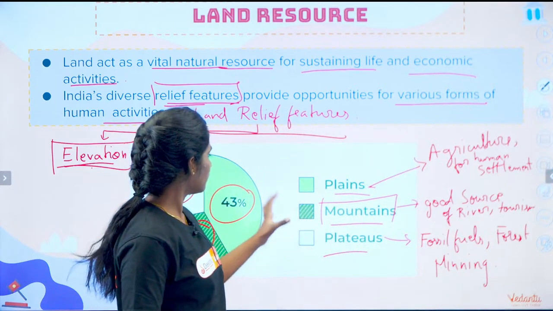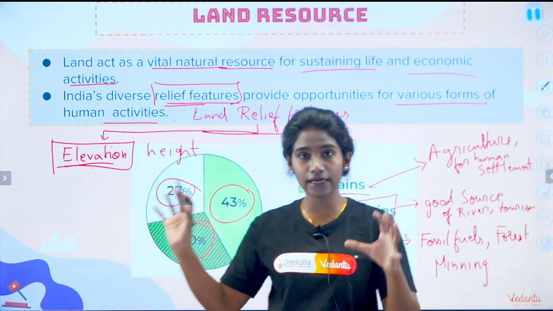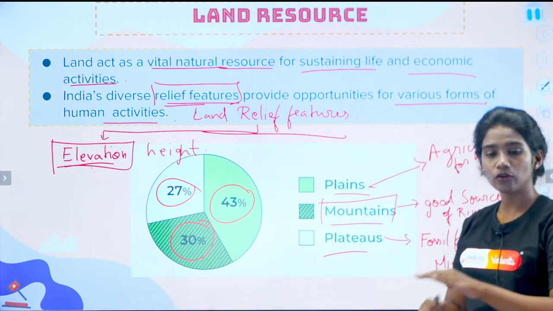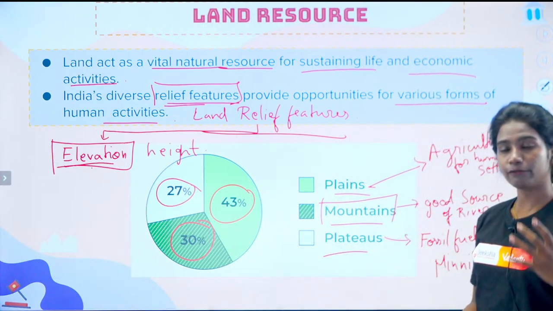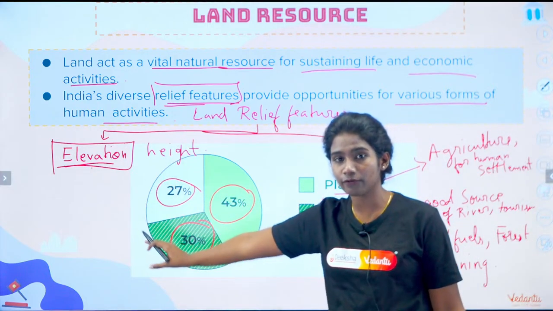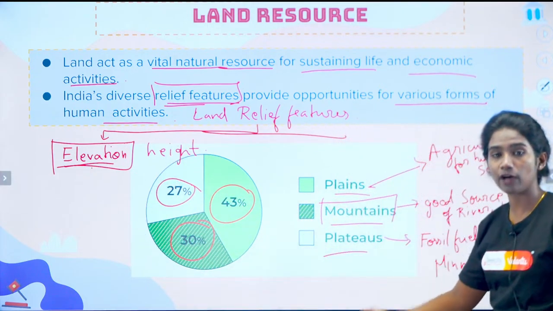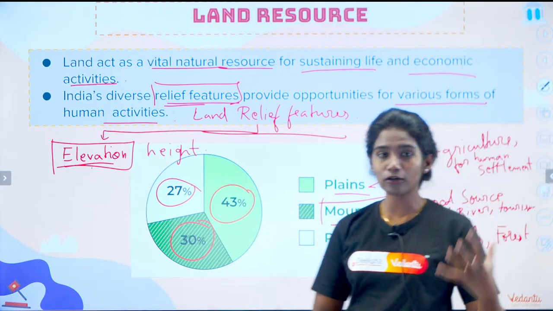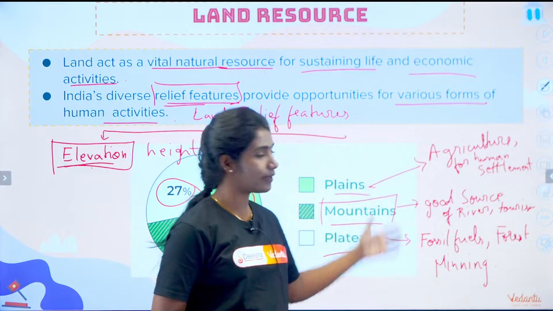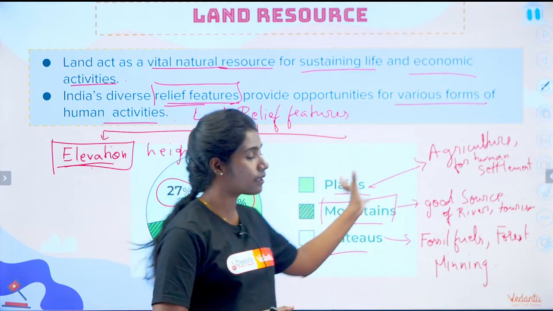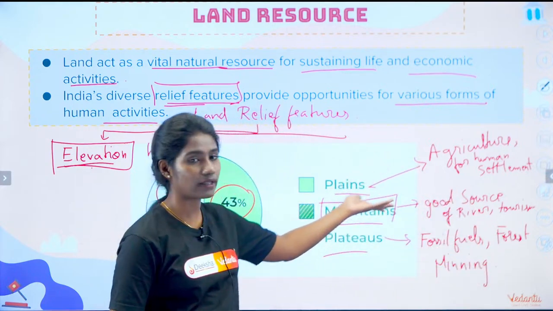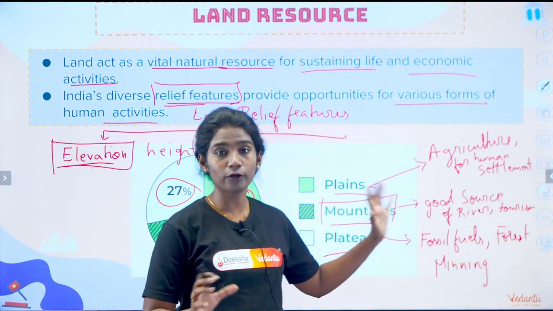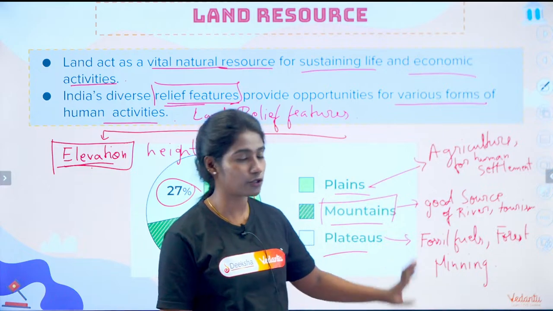Right. So that's what it says. India has diverse relief features, that is, the level of the land is not equal because of the difference in the elevation. Because of the difference in the elevation, we have plains, we have mountains, and we have plateaus. See, their height differs, and also the benefits that they provide vary. For example, mountains are a good source of river, and are also known for tourism. It is like a tourist spot also, mountains.